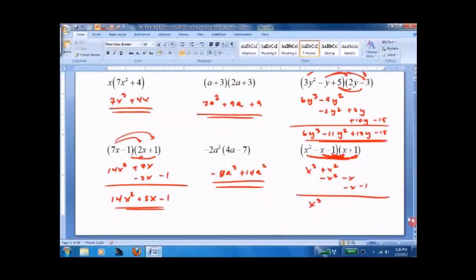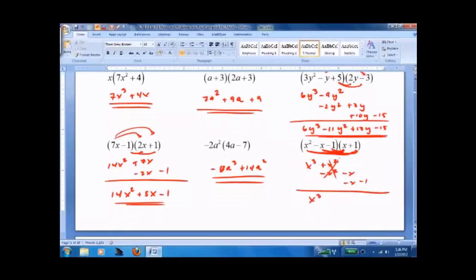Notice on this last one, these two cancel out. Positive x squared minus x squared is 0. That's it. Lots and lots of practice on this. Have to get good at it. Have to get good at it fast. It's just a tool that you use when you do bigger, more complicated problems later. So make sure you get these right. Good luck.